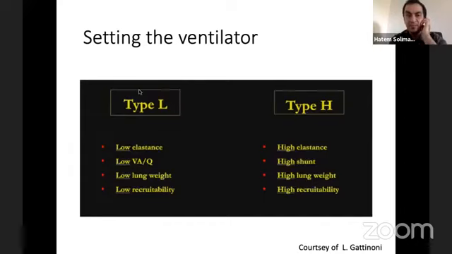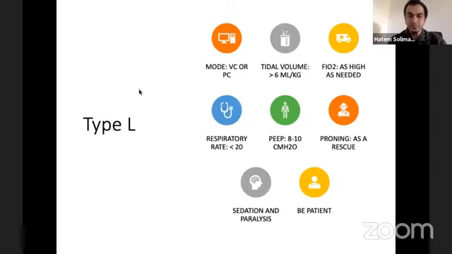So as I just mentioned, type L is usually characterized by reduction of the elastance, reduction of the VQ ratio, reduction of the lung weight, and lower recruitability. This tells us that you should cautiously use PEEP in these patients with type L. Otherwise, you will cause overdistension, and you might not help the lung, but you might cause injury and more harm to the lungs. But on the right side, the type H, which is the classic or near to the classic ARDS type, they have high elastance, increased shunt level, high lung weight, and this is the type that may benefit from recruitment with PEEP. So how do I set the ventilator?